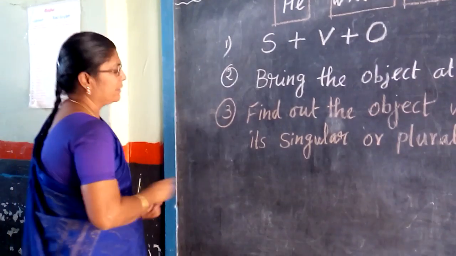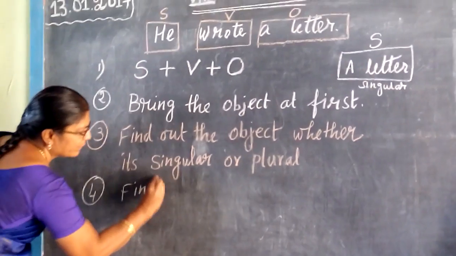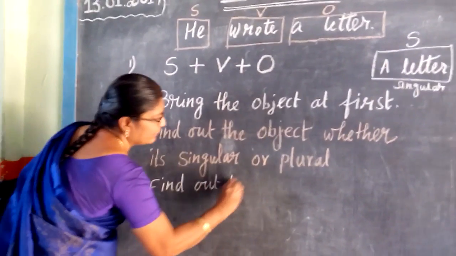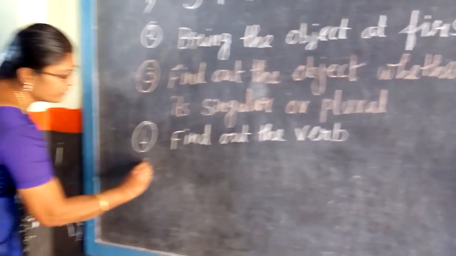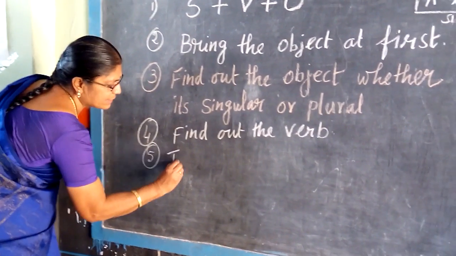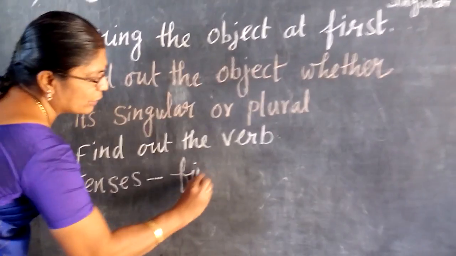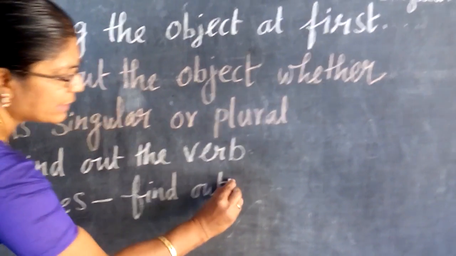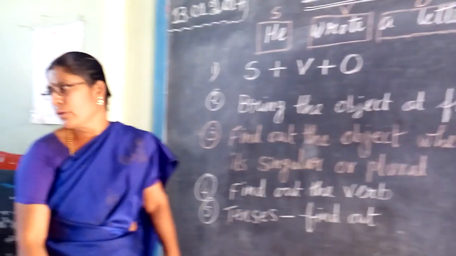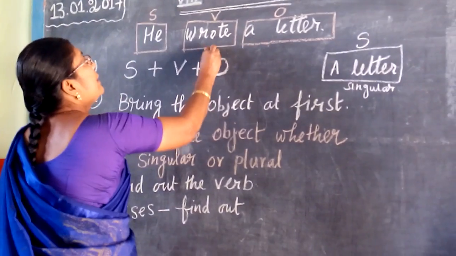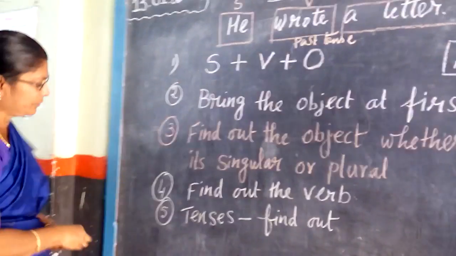Okay. Next one, find out the verb. After you find out the verb, you have to find out the tense too. You must find out what type of tense the sentence is. Wrote is a past tense. So it is the past tense.